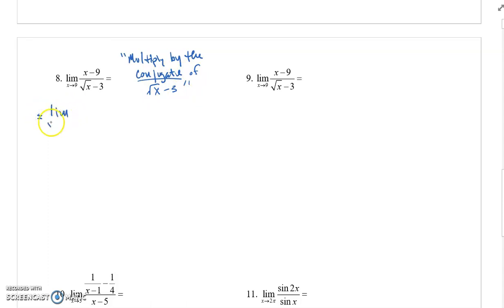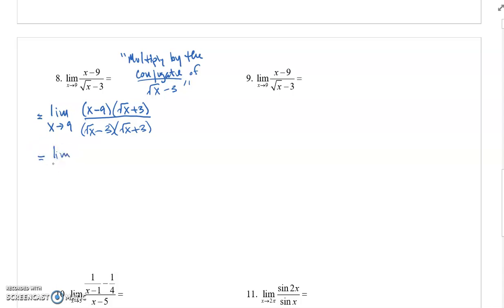That's the limit as x approaches 9. So I'm going to take x minus 9, multiply that by root x plus 3. Remember, I'm doing the conjugate over, and then the denominator is the original root x minus 3 times root x plus 3. Okay, now that seems like the reverse of factoring. I'm making it more complicated. Well, let's see where this goes.